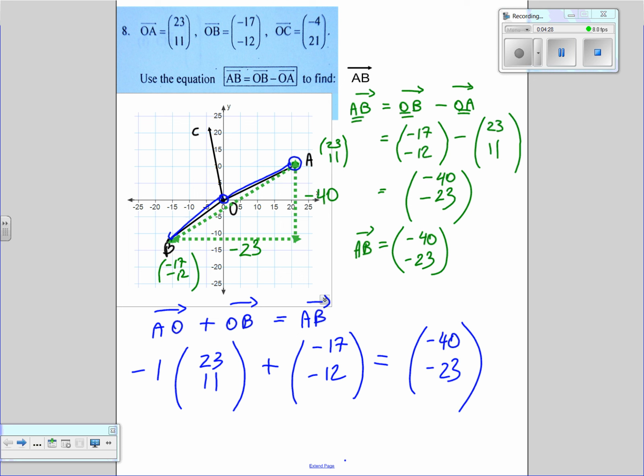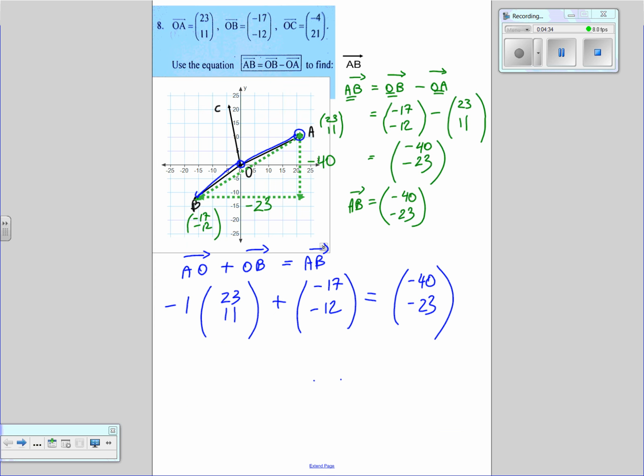And the second method I used here is probably the way you'd want to do it had you been given just the equation to find it without the given equation. Okay, so therefore vector AB in correct notation can be expressed as a column vector, negative 40, negative 23. All right.